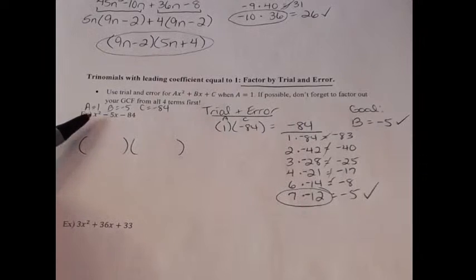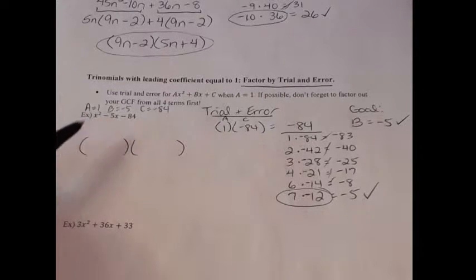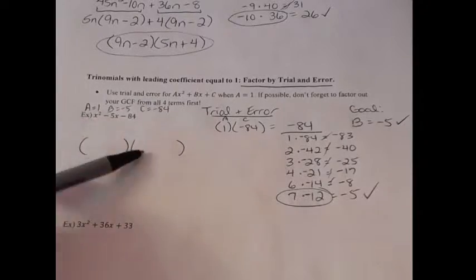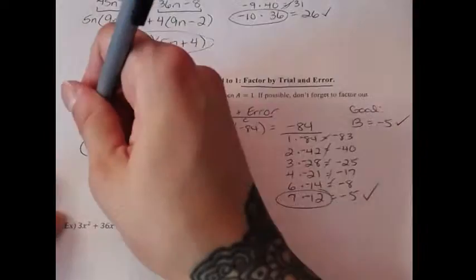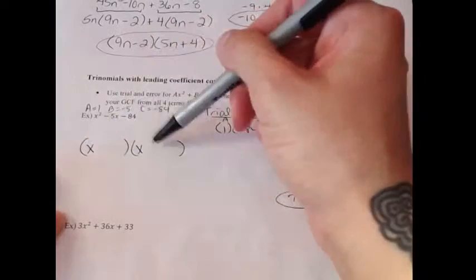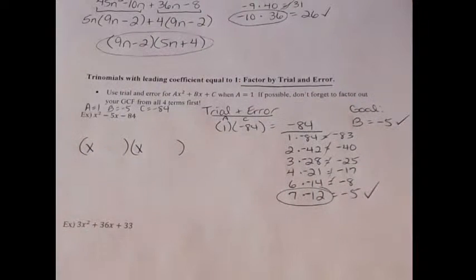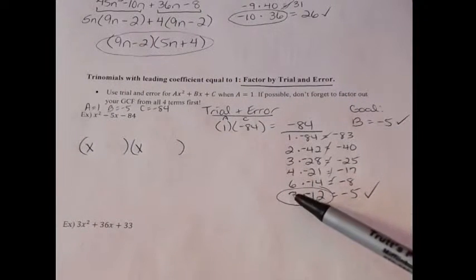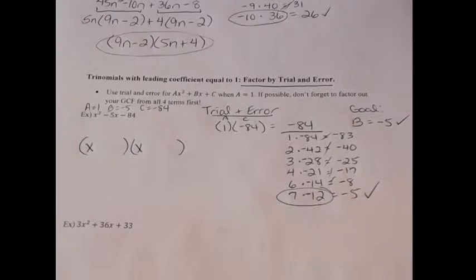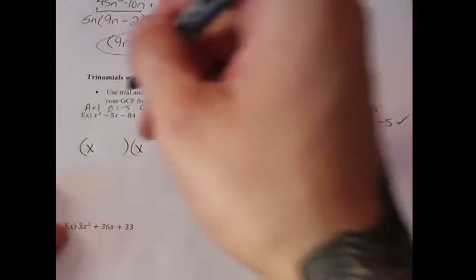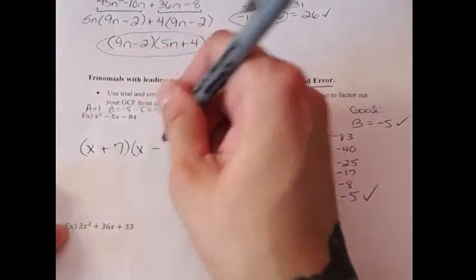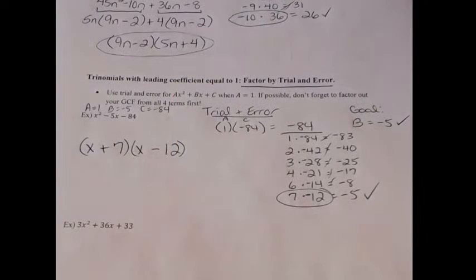Our first term is x squared. So wouldn't it make sense that in each of these parentheses, to get x squared, I have to take x and multiply it by x? So I'm going to break down x squared in this way. X times x is x squared. Now check this out. My factors were a +7 and a -12. Okay, so +7 and -12. And I'm done. I just finished factoring.